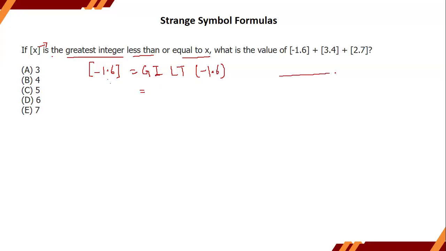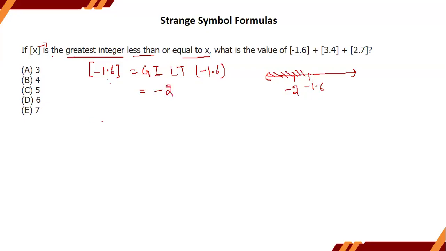Now, what is the greatest integer less than minus 1.6? If it's giving you a problem to figure out, put it on the number line. So here we have minus 1.6. So greatest integer less than minus 1.6 means on the left-hand side of minus 1.6. And what is the next greatest integer which is less than minus 1.6? Of course, it is minus 2. So the value for this is minus 2.